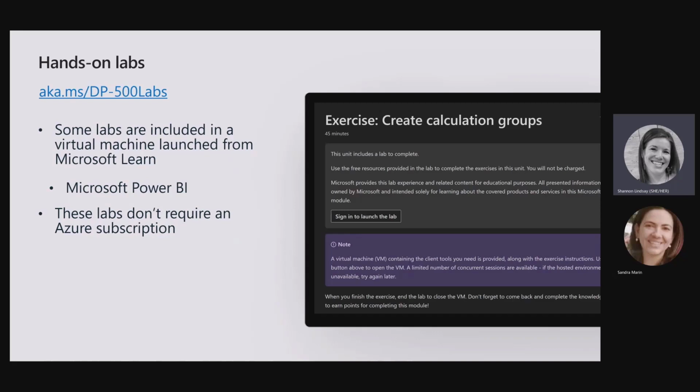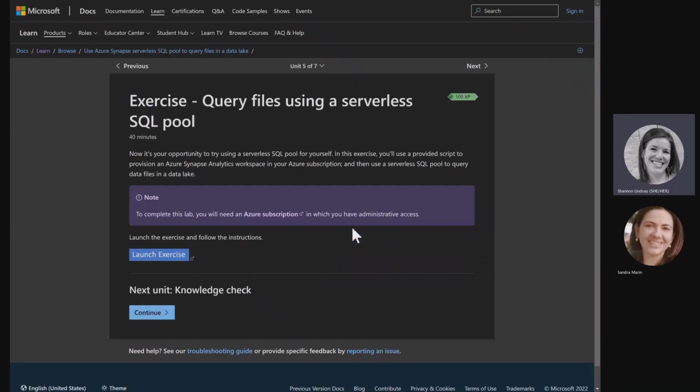And so just to be very clear, the labs that use a virtual machine in the DP-500 courseware are labs that are related to Microsoft Power BI, and they do not require any kind of subscription. So these are going to be very easy to access. One other thing to point out is that you do need to have an account on Microsoft Learn. These accounts are completely free. You can sign up for them at any time, but you have to make sure that you have that Microsoft Learn account to be able to access them. So I'm going to jump back into the browser here, and let's just take a look at what some of these look like.